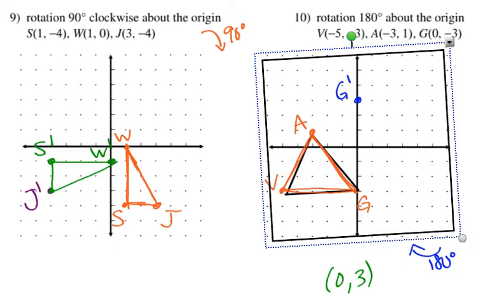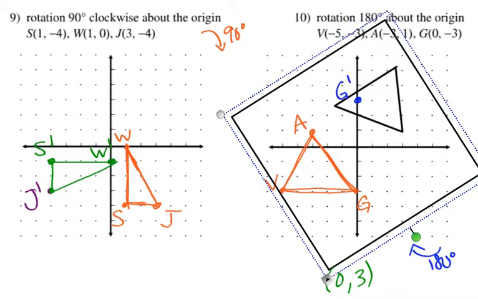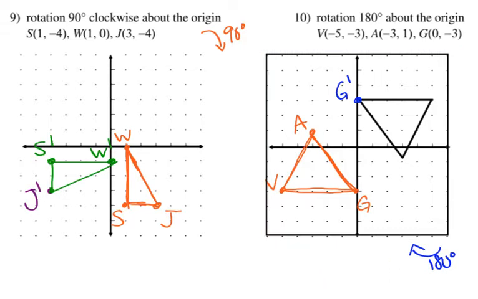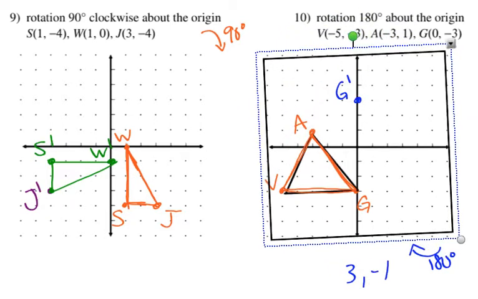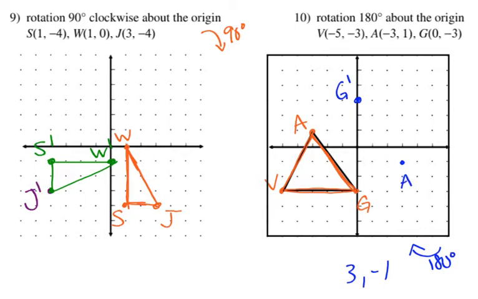I didn't rotate back perfectly. Okay, let's do it again. This time let's do A. Rotate it halfway around. And A is located right here at, looks like we have to go forward 3 and then down 1. Let's rotate back. And I'm going to go forward 3 and down 1, and that's A prime.